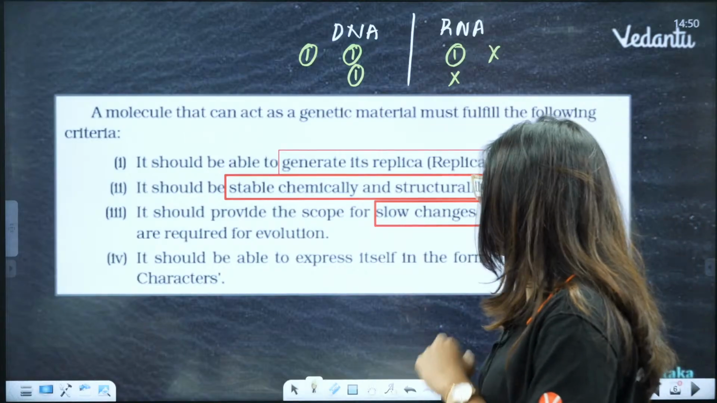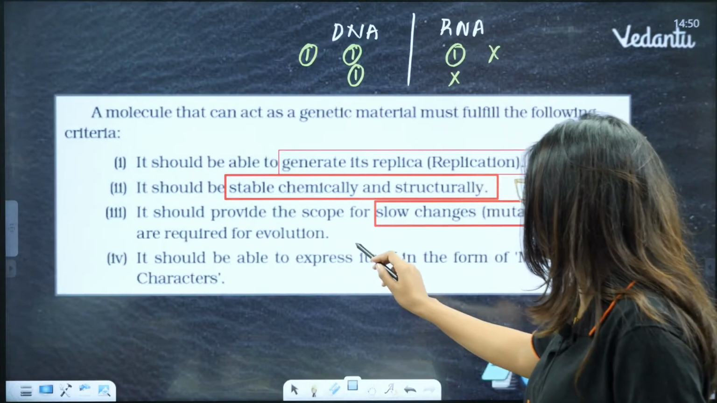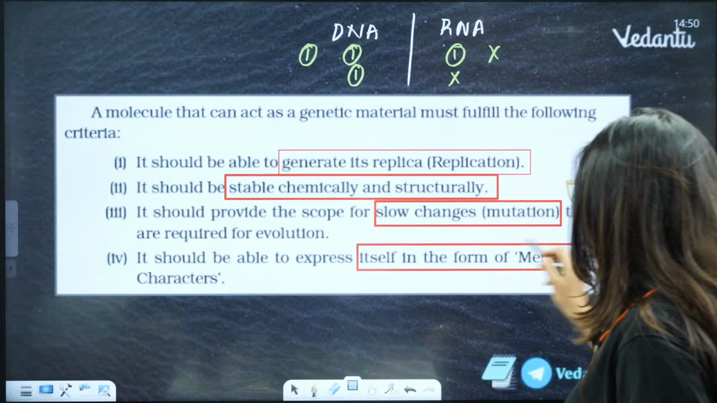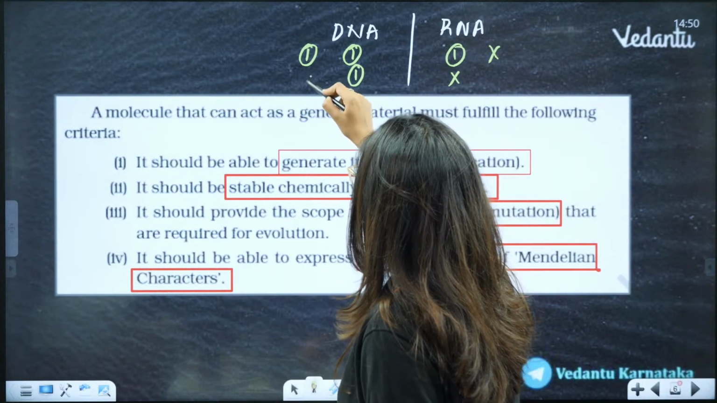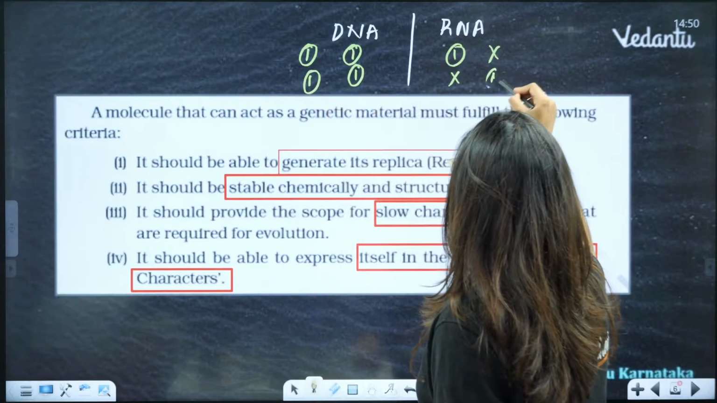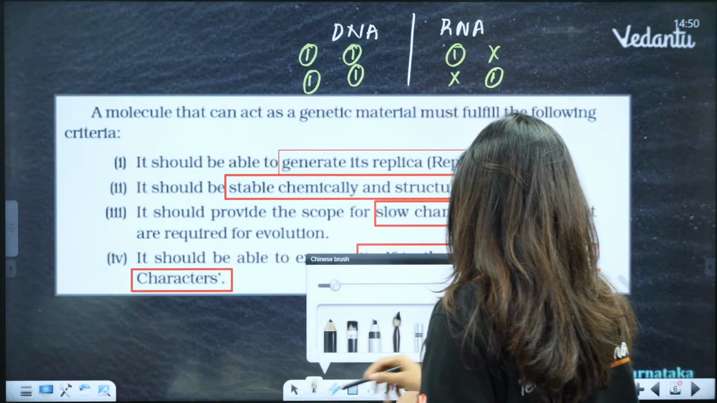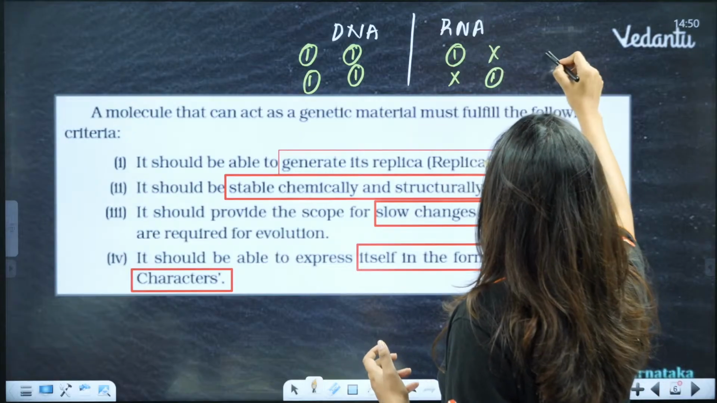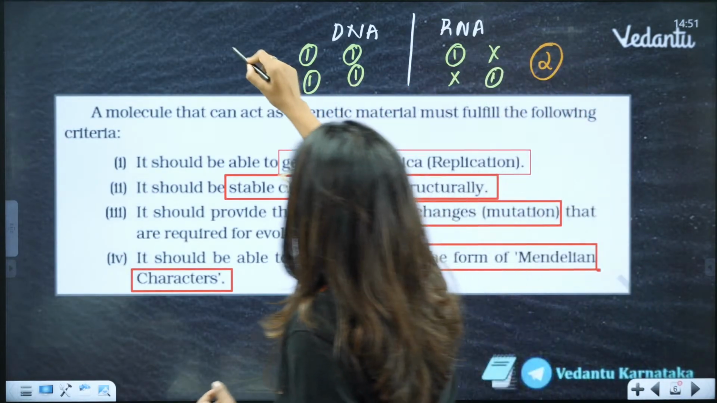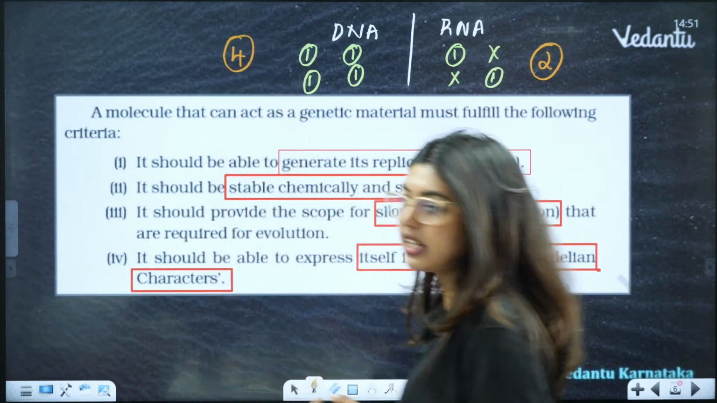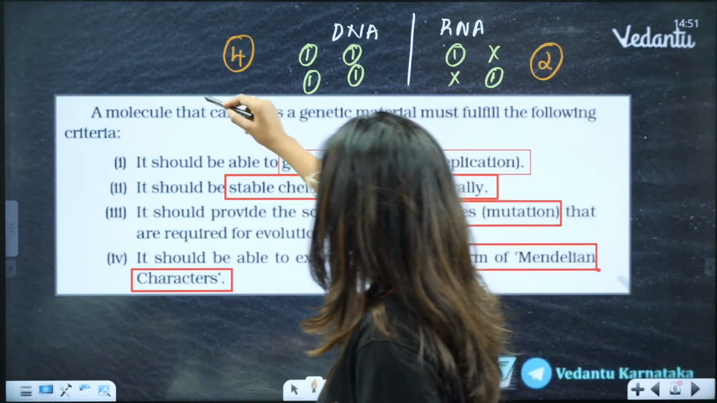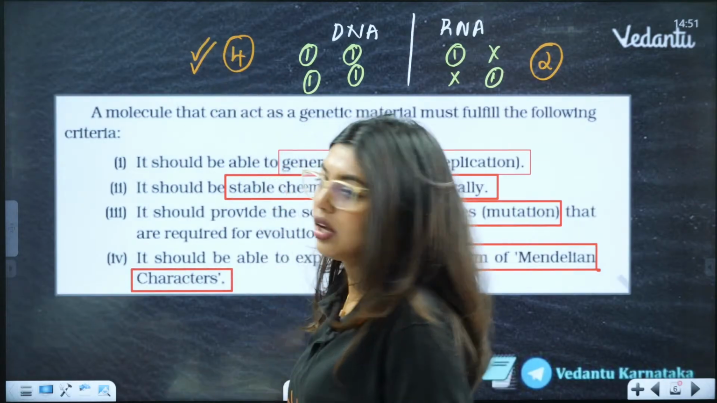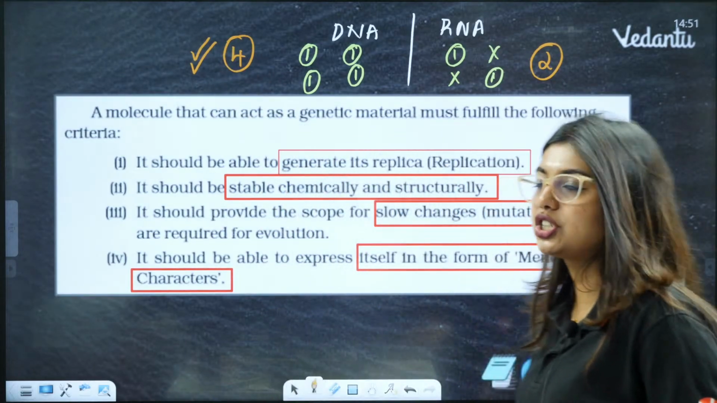It should be able to express itself in the form of Mendelian characters. Both of them can do this, so I'll give 1 point for both of them. 1 and 1. So students, let's just do the maths. This is going to be 2 points and this is going to be 4 points. So who should be the genetic material, DNA or RNA? Ma'am, it is understood that DNA should be the genetic material. Okay, DNA should be the genetic material.